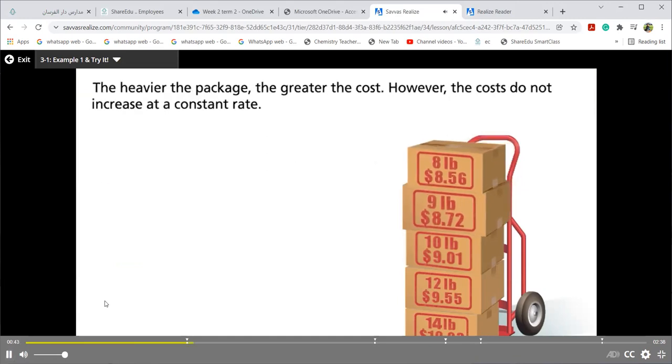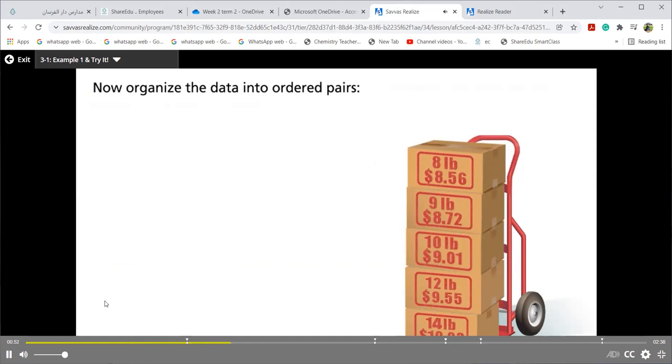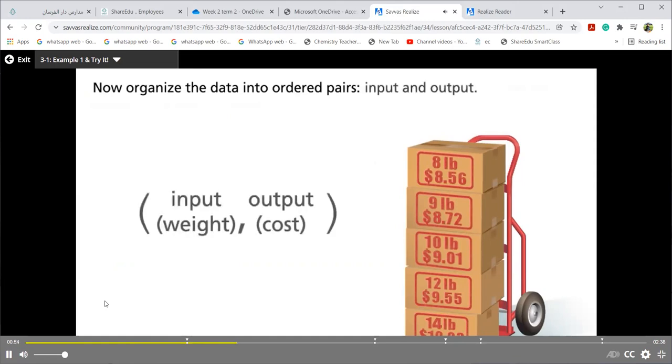The heavier the package, the greater the cost. However, the costs do not increase at a constant rate. Now organize the data using ordered pairs. Input, weight, and output, cost.